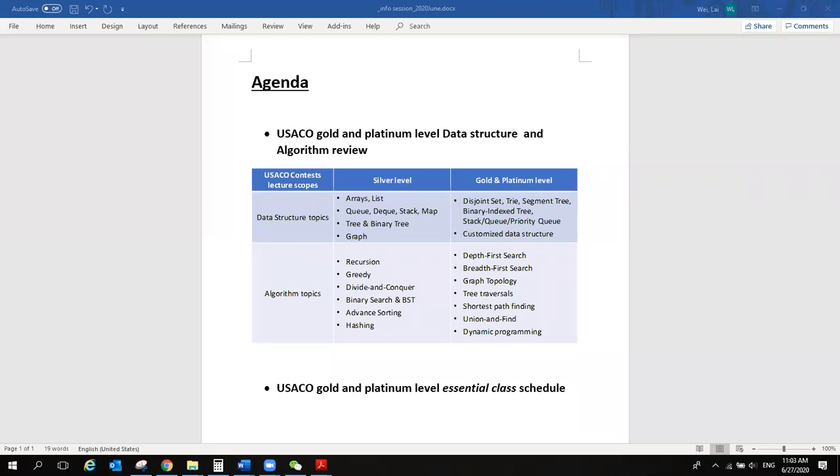So, let's get started. If you review the data structure and algorithm required from Silver into Gold, or Advanced into Platinum, it's a step function change in two manners. Number one, it will include new data structures such as disjoint set, tree, or more. The second part is that it builds upon the data structures and algorithms you covered in Silver, but in Gold and Platinum there's literally more depth, or they are combined with other algorithms.